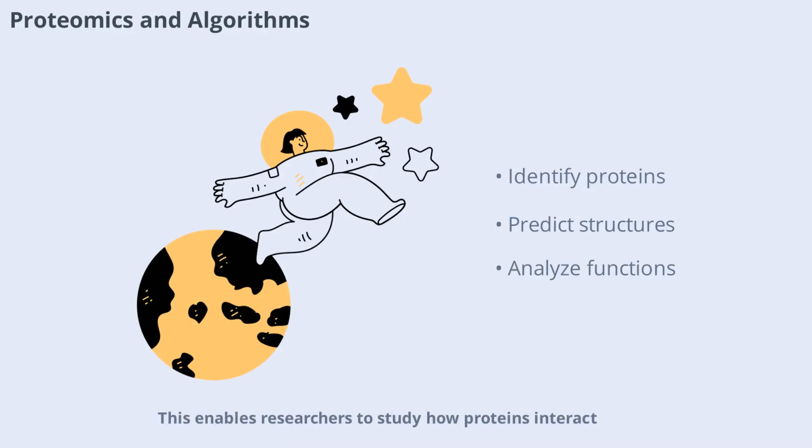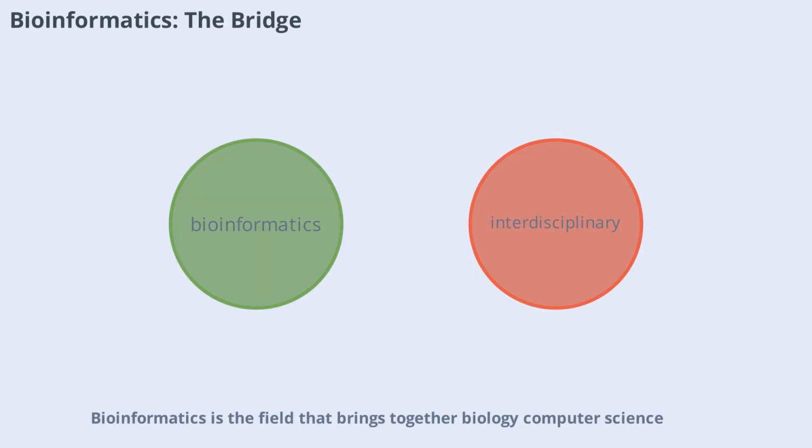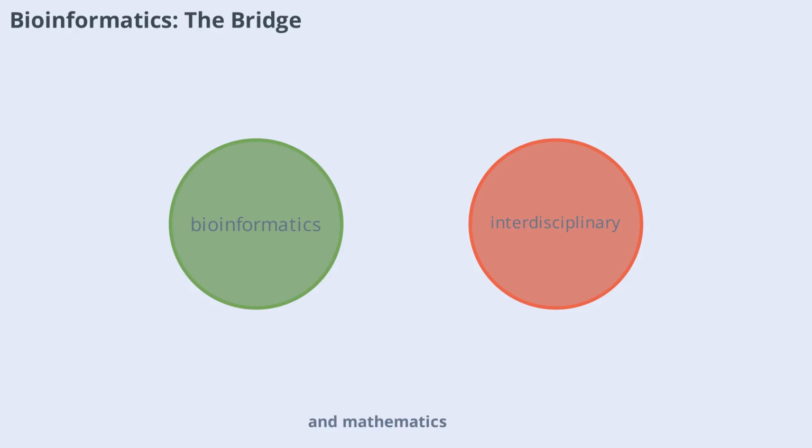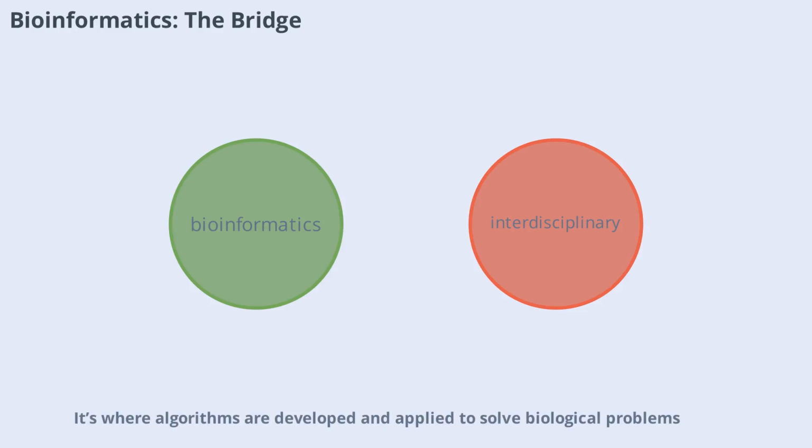This enables researchers to study how proteins interact, how they change in disease, and how they can be targeted by new drugs. Bioinformatics is the field that brings together biology, computer science, and mathematics. It's where algorithms are developed and applied to solve biological problems.